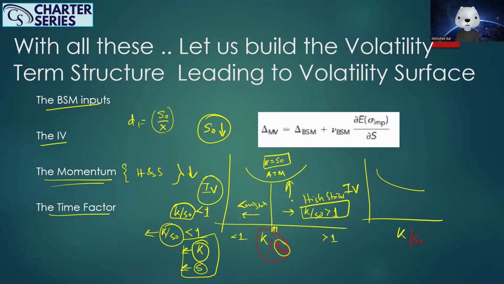Also, we may assume that K increases, but S also increases, but the increase of K is more than the increase of S, so that the K by S factor still remains greater than 1. In this case, what we can conclude is that as the scaled strike price increases, the volatility increases, but in this case, the stock price increase actually is directly proportional to the implied volatility.